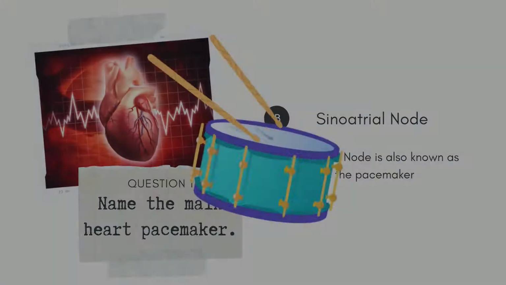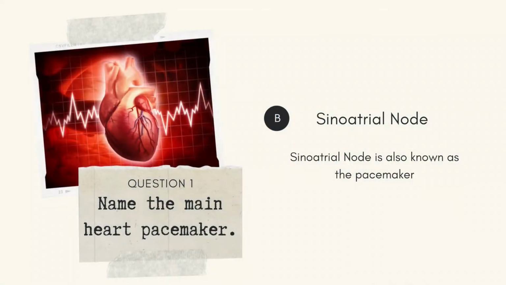So, drum roll. The answer is B, sinoatrial node. The sinoatrial node is also known as the pacemaker. So, congrats to whoever got it correct, and I hope you get it correct next time to whoever got it wrong. Okay, next question.